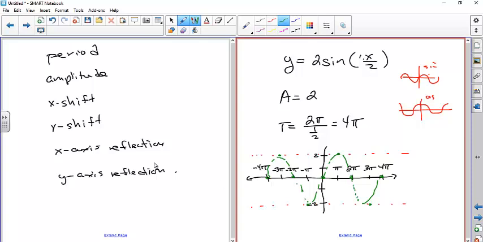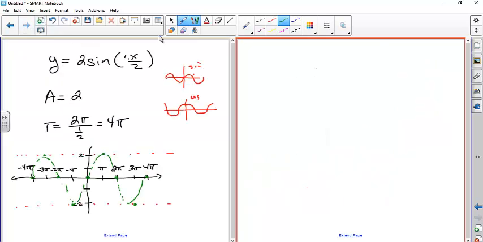I'm not going to go through all possibilities because there's a huge number of possibilities. So you just have to understand the procedure. Let's do one more here. Let's say it's 7/2 cosine of 2x minus pi over 2.